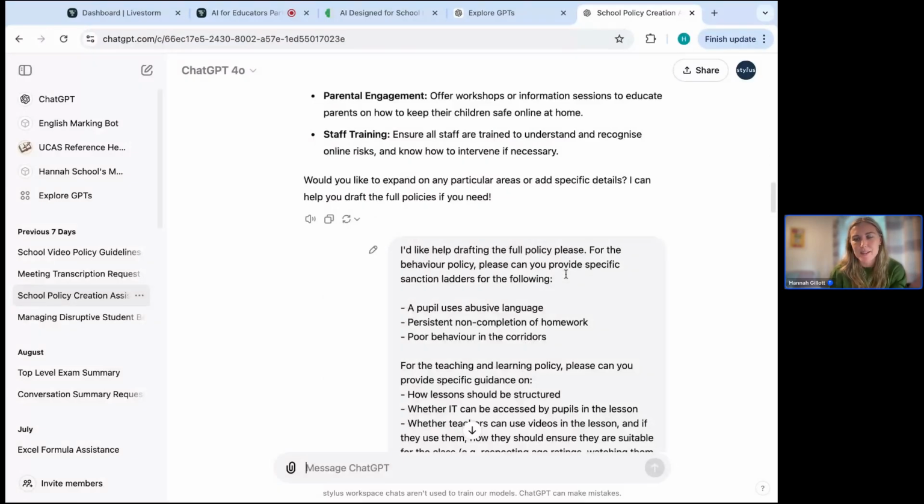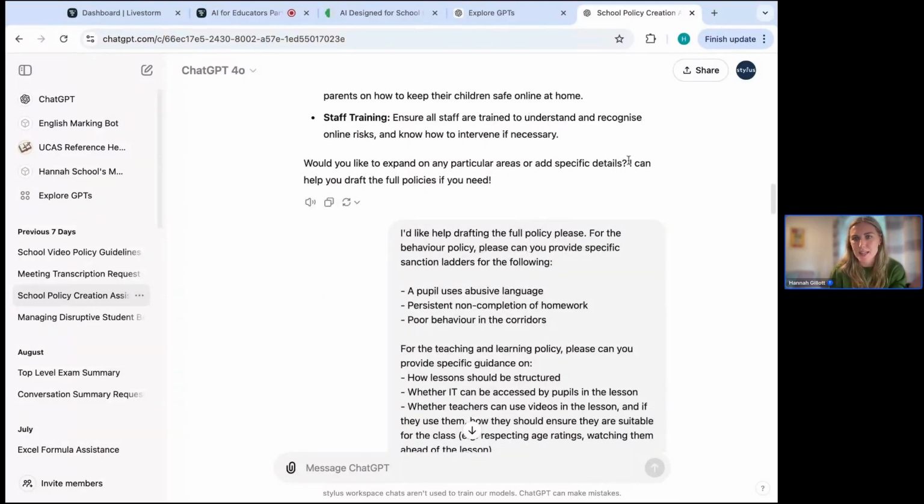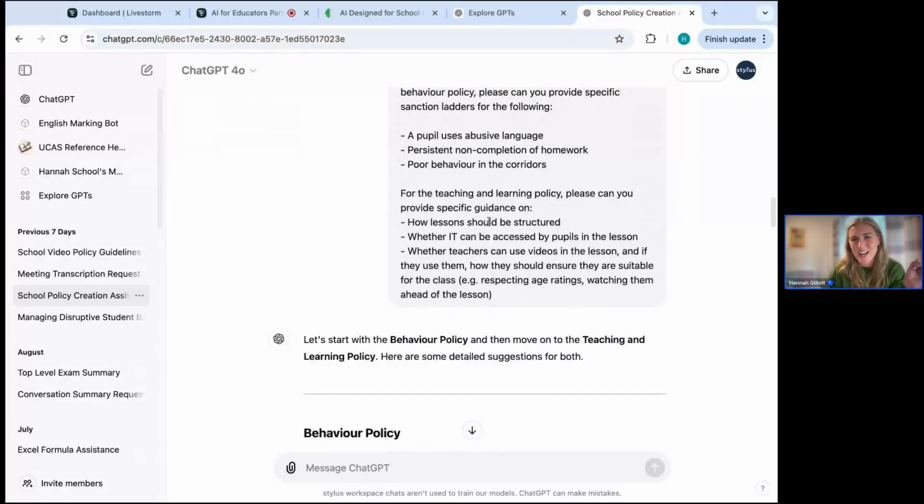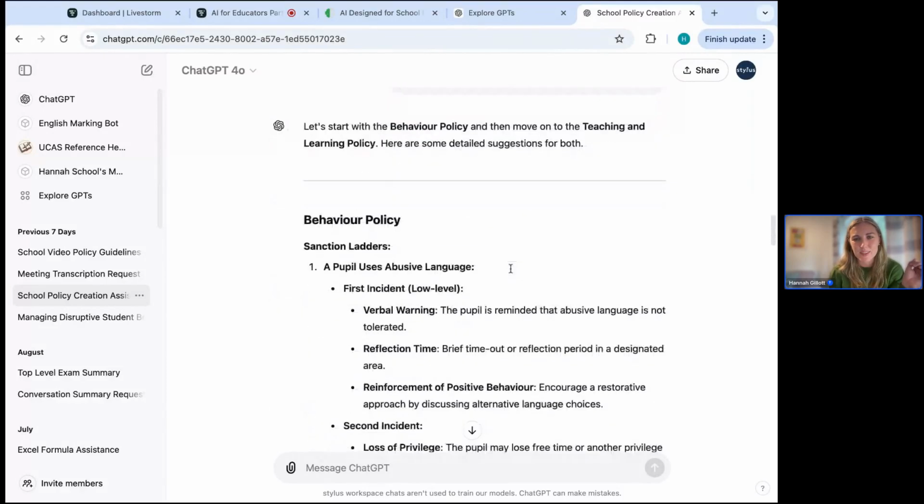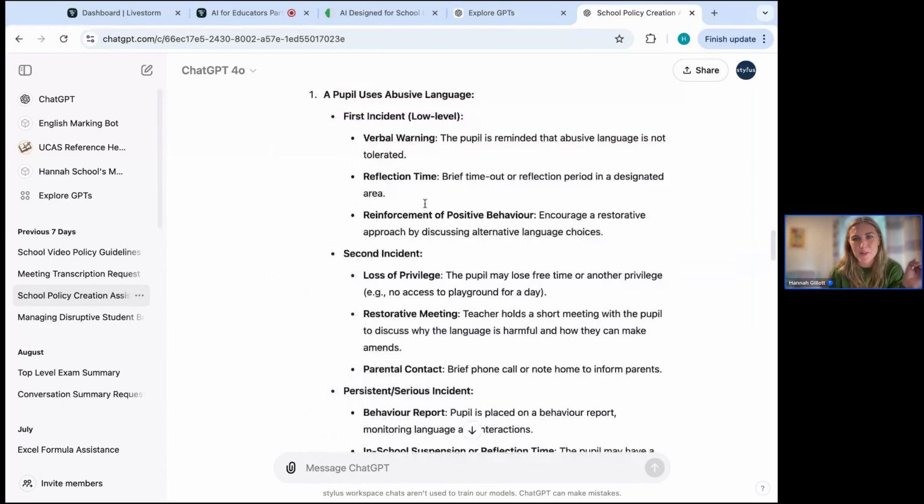So I went back to it and said, I actually want help with the full policy. It did offer this to me here. So I said, can you give me specific sanction ladders for these following things? I picked those because I thought I might debate them later. For teaching and learning, I again gave it some prompts for things that I want to include. And now it's gone and created one from scratch.